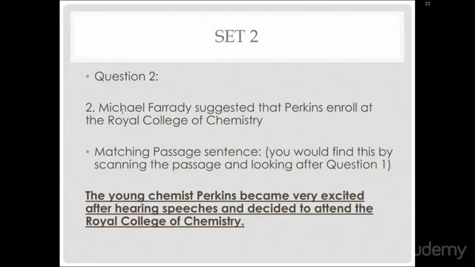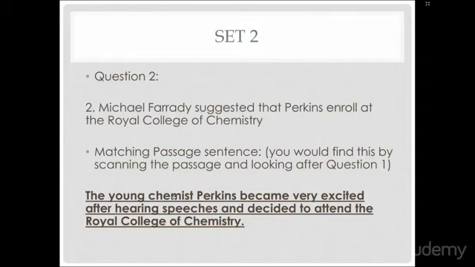Not given. Why is it not given? Because when we look at the sentence from the passage, we don't know if Michael Faraday suggested that he go or not. We don't know if somebody else suggested that he go. It's not given. It doesn't tell us anything. It doesn't tell us if somebody suggested that he go or not. We don't know. This information is missing.